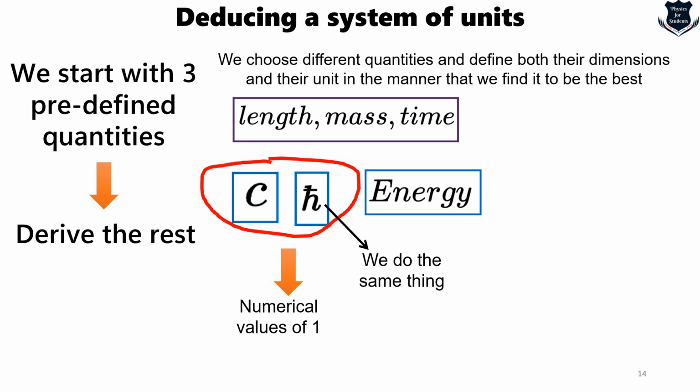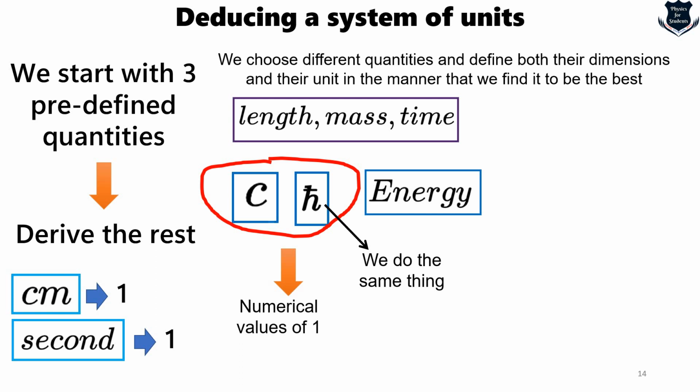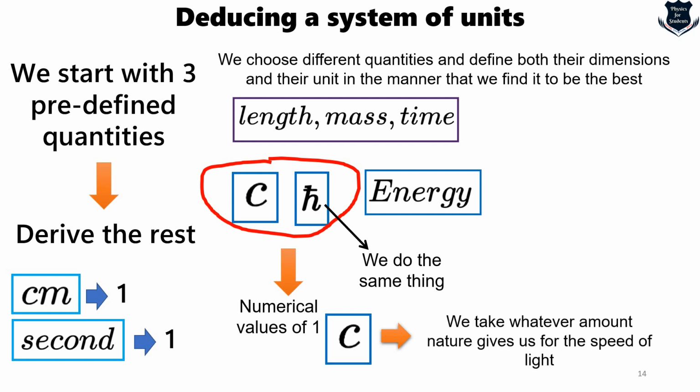So for h bar also we can do the same thing. For the centimeter, someone takes an arbitrary number and gives it a numerical value of 1, or an arbitrary interval of time, and we call it a second and give it the value of 1. We now can take whatever amount nature gives us, for example the speed of light, in this case c, and we call it 1 in our new system. So we do the same thing for h bar also. I mean to say that is in fact why the system we call is natural.